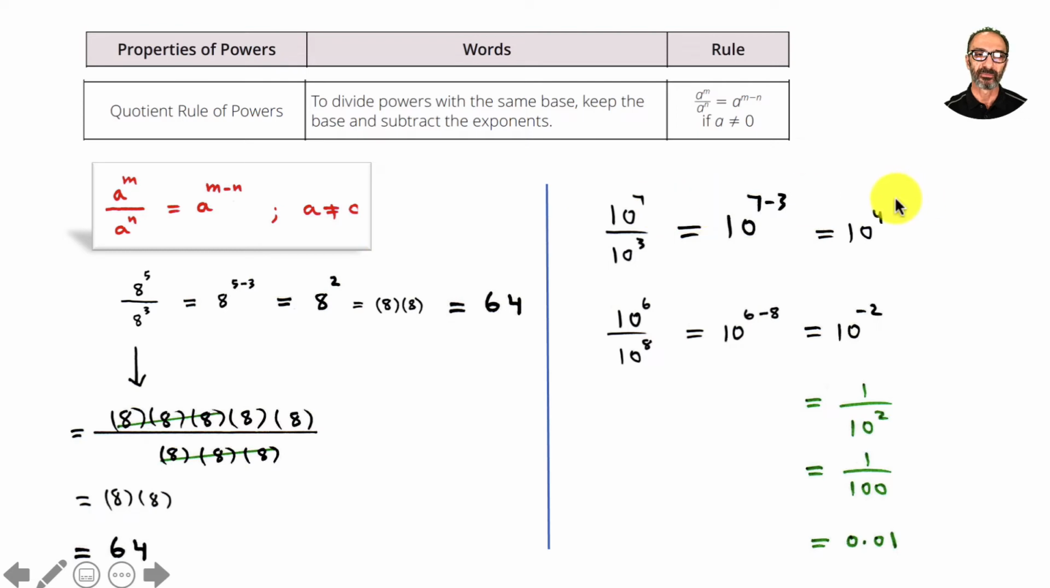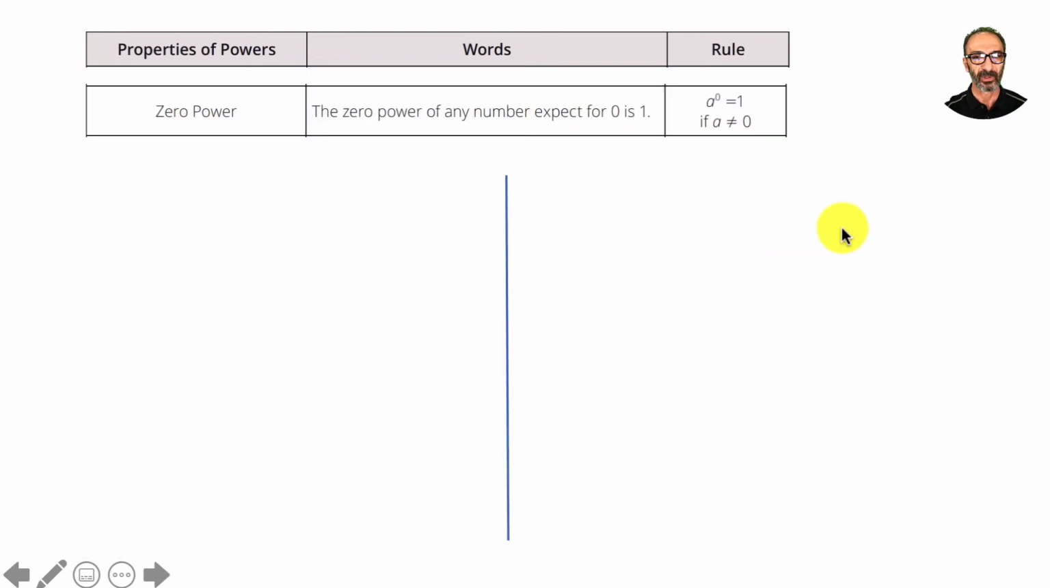Actually, the rule after this one is the power of 0. Here we go. The power of 0, the 0 power. So a to the power 0 equals 1, provided that a does not equal 0, because we don't want to end up with 0 to the power 0.